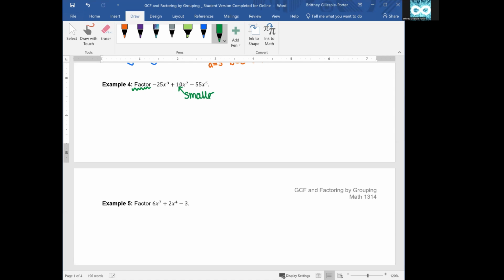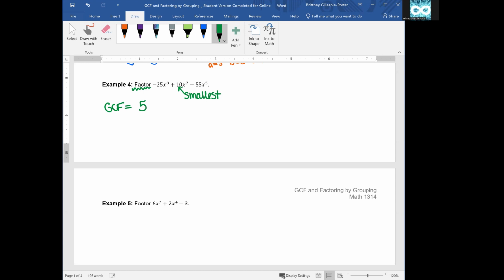So our smallest number is 10. 25 divided by 10 is 2.5. That does not help us. So let's think of the next highest number that goes into 10. Next highest number is 5. 25 divided by 5 gets us 5. Cool, so 25 is divisible by 5. We know 10 is divisible by 5. 55 also divisible by 5, which means that part of our GCF is going to be 5.